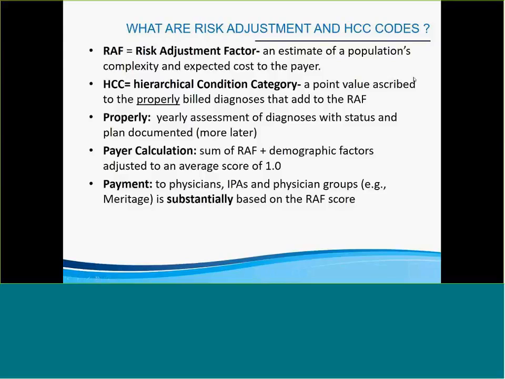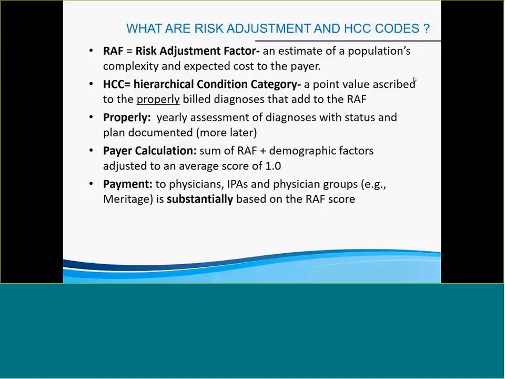So first, some definitions you probably did not learn in residency or in early practice. First, one we use a lot is RAF, which is risk adjustment factor. That is an estimate of a patient's or population's complexity and expected cost to the payer. So what Medicare does is look at diagnoses, follows patients for many years, and then find out how much they cost. And then there's a hierarchy of payment for each of those patients.